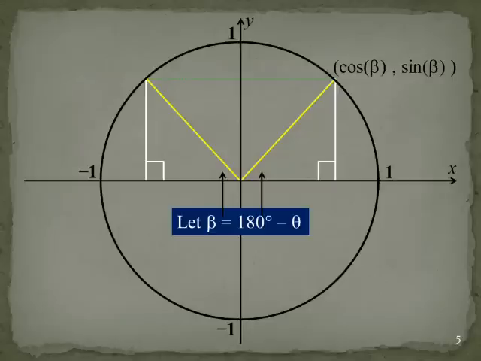If we now take a look at the distances on the other triangle, to the left of the y-axis, the height is still the same. So the y-coordinate is sine beta. The x-coordinate, however, has gone from the right-hand side of the origin to the left-hand side of the origin, but it's the same distance. So therefore, its position is minus cos beta. So the position of this point is minus cos beta, sine beta.